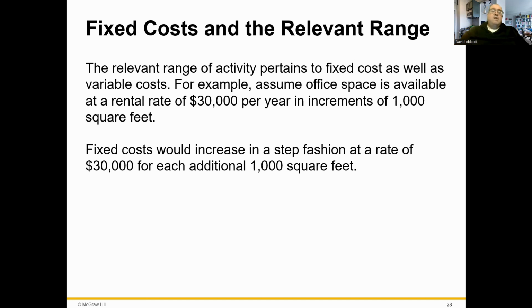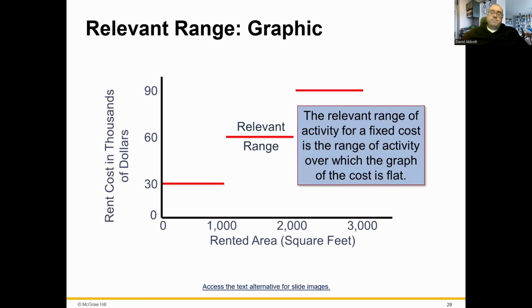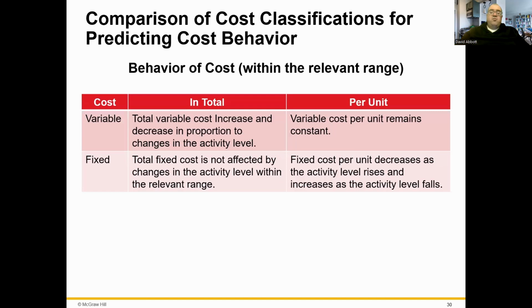So if we have, maybe it's one building, but there's multiple portions to it, each 1,000 square feet. If you want another portion of that building, another 1,000 square feet, you're going to have to pay another 30,000. So once you get outside that relevant range, it's going to be more. And we see here how it'd be 30,000 for 1,000 square feet, 60,000 for 2,000 square feet, 90,000 for 3,000 square feet, and so on and so forth. So once you get beyond that relevant range.